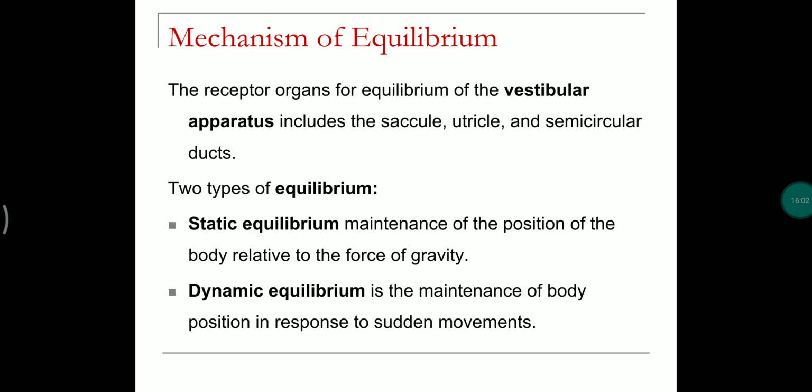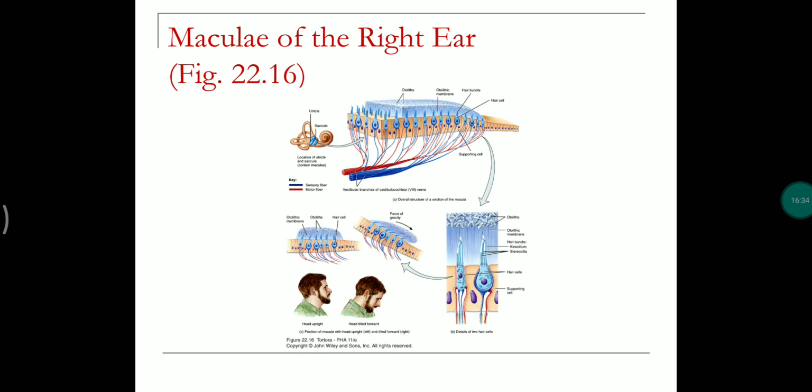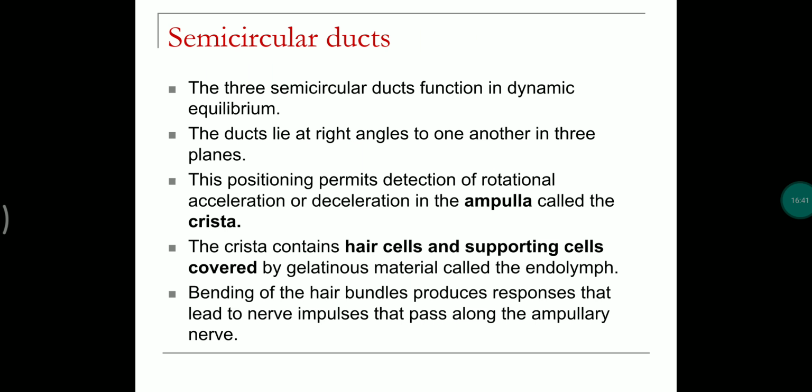And the vestibule consists of three elevated parts called the saccule, utricle, and semicircular canals. Otolithic organs are the sensory parts of the vestibule, which are present in the saccule and utricle, and they maintain the static and dynamic equilibrium. They consist of hair cells and supporting cells. The hair cells have stereocilia of graded height, plus one kinocilium anchored to it, which helps in the maintenance of balance. Semicircular ducts consist of an elevated part called the ampulla, which consists of a crista containing hair cells and supporting cells, and it is responsible for the balance.